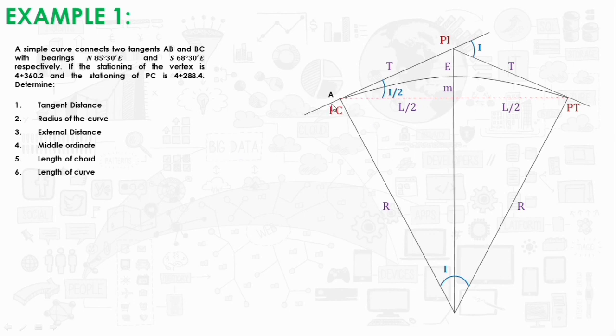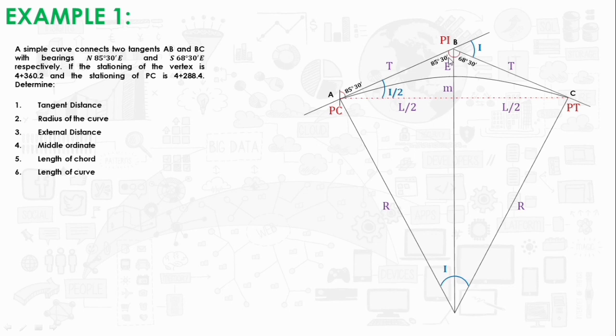So dito also sa problem, hinati niya sa tatlo. So meron point A, point B, and point C. Sabi niya dito sa problem na yung tangents AB, meron siyang bearing na 85 degrees and 30 minutes northeast. If this is the bearing of AB, this one should also be 85 degrees and 30 minutes. And given also yung bearing ni BC, which is 68 degrees and 30 minutes southeast.